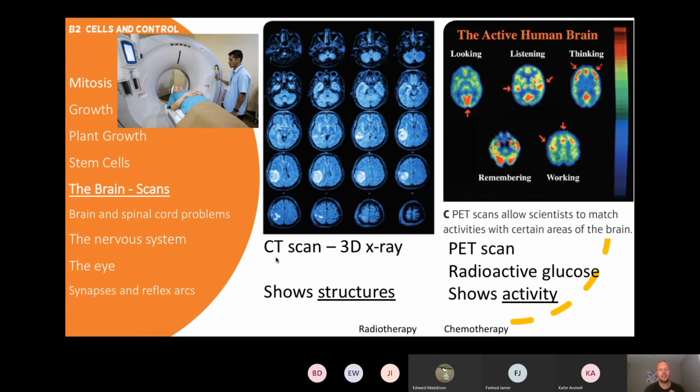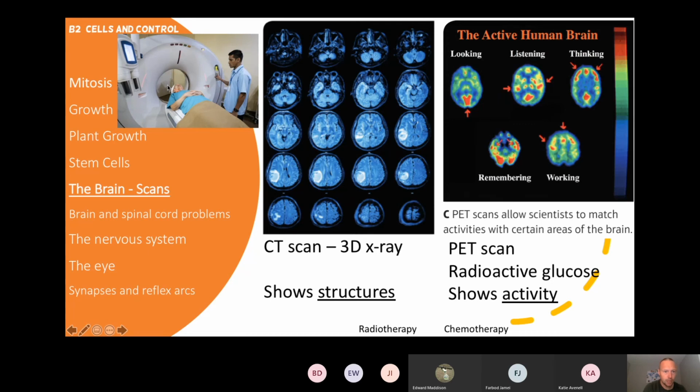Right. Another type of brain scan is a PET scan, which we did in physics, and you need to know the physicsy part of it for physics. You need to know the biology part for biology. So a PET scan shows how active a part of the brain is. So we'll do a little bit of physics, but basically you get a radioactive glucose. And what happens is when that glucose is used up, in physics, you need to know that it basically makes two gamma rays, and then gamma rays are picked up by a camera.